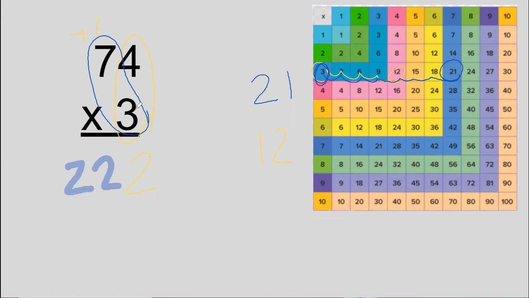222. When you're multiplying and you need to regroup, don't forget to add in that number. And you're only regrouping if it's 10 or more. If it's not 10 or more, you don't need to regroup and put that number on top.